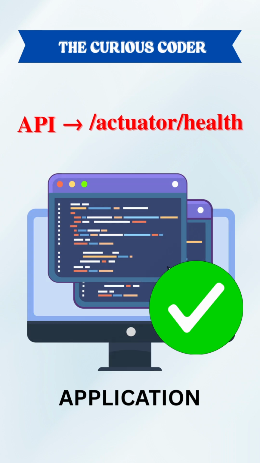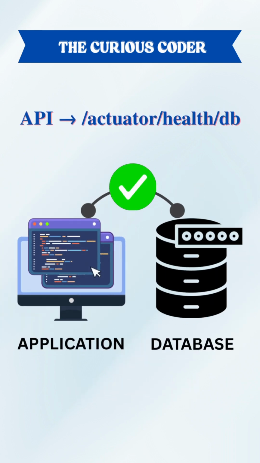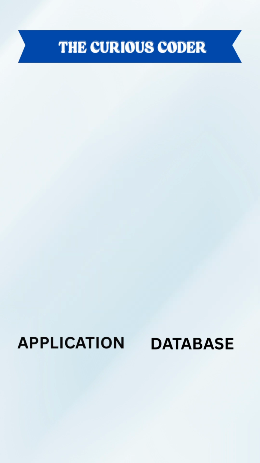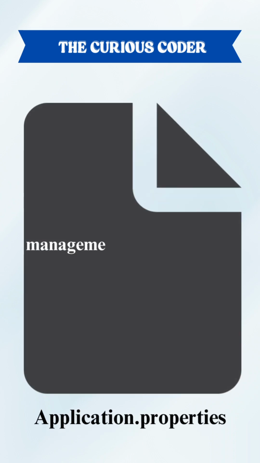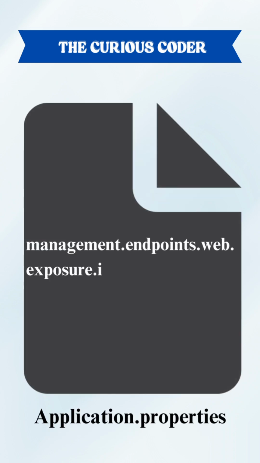And it goes deeper. For example, /actuator/health/db shows the status of your database connection. You can unlock additional endpoints as well. Just add this property to your application.properties file.